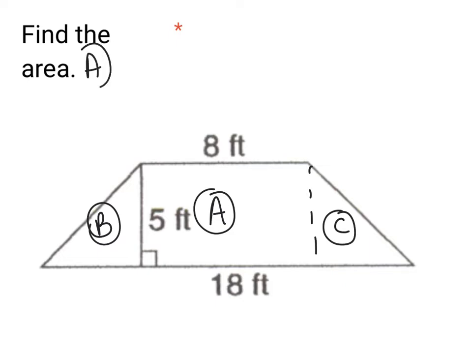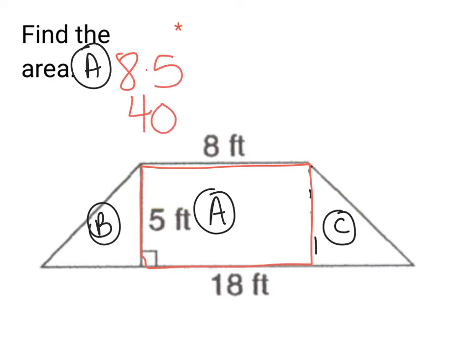So we're going to start with A. And if you see, that is this rectangle here in the middle. So that is going to be 8 times 5, which gives us 40.